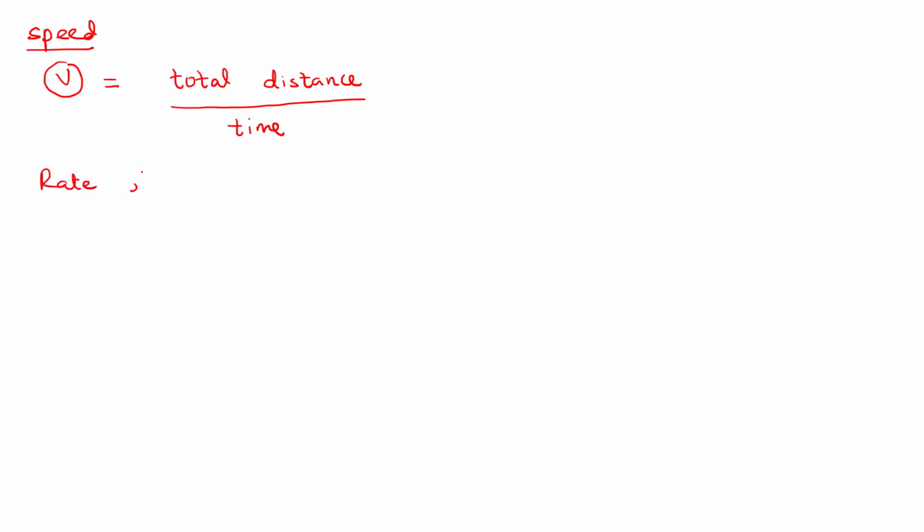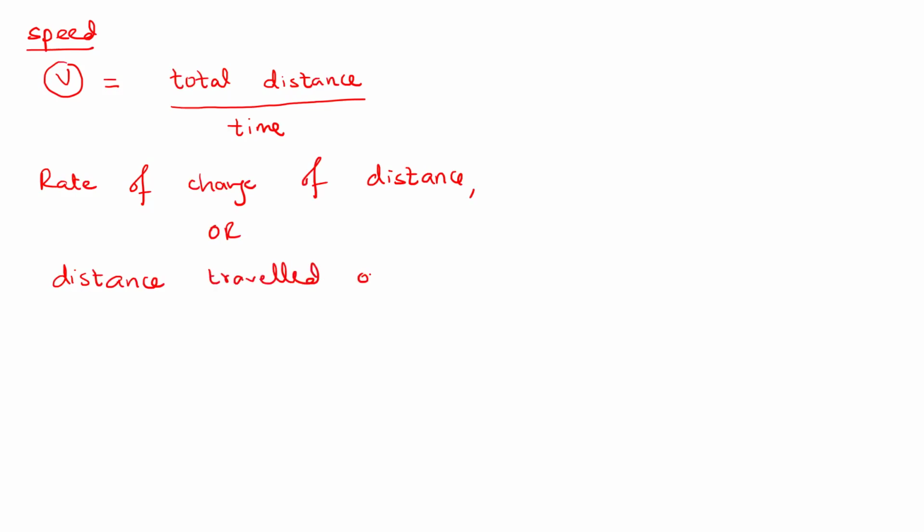One is going to be speed, that is basically represented by v, and it is defined as total distance over total time. So if we define it in terms of description, speed is defined as rate of change of distance, or in simple terms, this would be distance traveled over time.